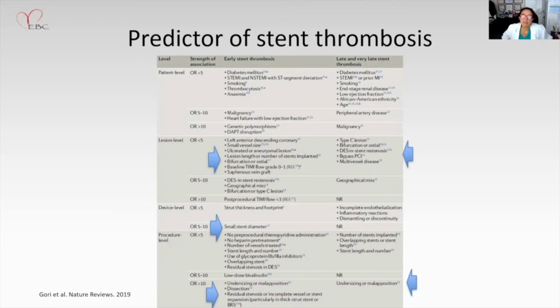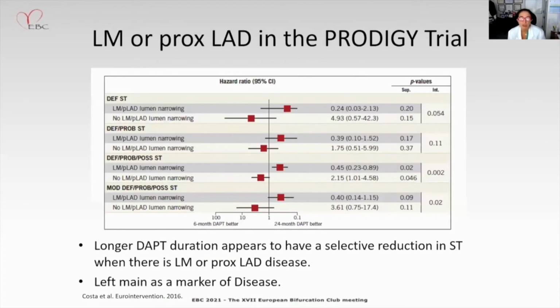We obviously have been very careful about selecting the duration of dual antiplatelet therapy for these patients because of the fact that stent thrombosis, both at the level of the lesion as well as the device type, it's all about the bifurcations being an important predictor and residual dissections and those important things. And I think it's important to think about stent thrombosis, especially when we're talking about left main or proximal LAD.